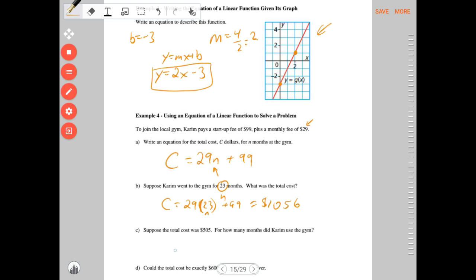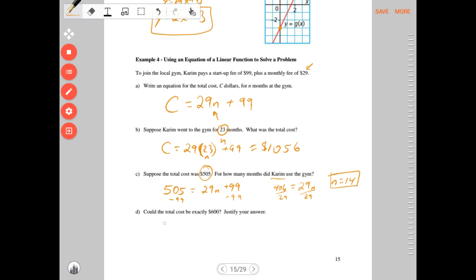So C, suppose the total cost was $505. For how many months did Kareem use the gym? So the total cost is 505, so that's the C. So that's 29 n's plus 99. So it just makes this little algebra equation. You guys have been solving this for a while now, so we have to peel off the plus 99 first. So 505 minus 99 is 406 equals 29 n's. So 29 is times the n, so we have to divide by 29, divide by 29, and n equals 14. So Kareem used the gym for 14 months.